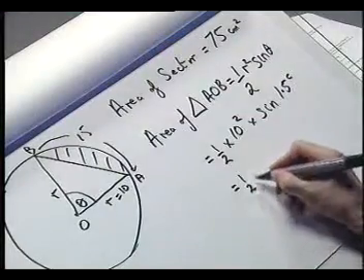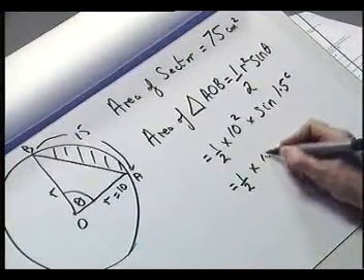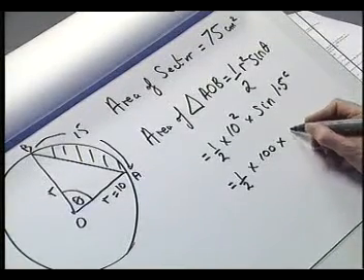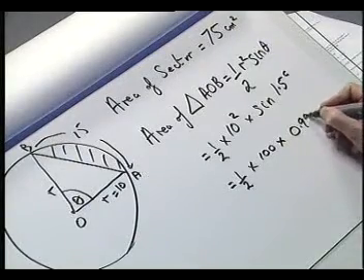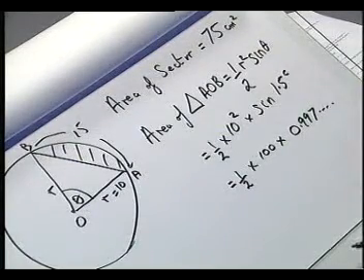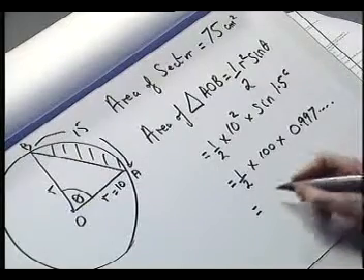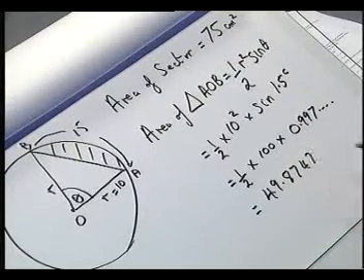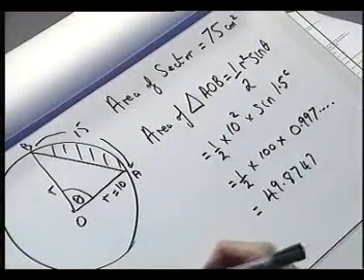And again, we can work this out on a calculator. We have to be very careful that our calculator is set up to work in radians, not in degrees. And so here we have a half times by 100 times by, and the sine of this angle is 0.997, and then lots of decimal places. And if we work that out on a calculator, we get 49.8747.